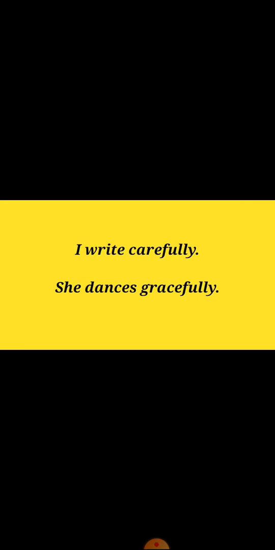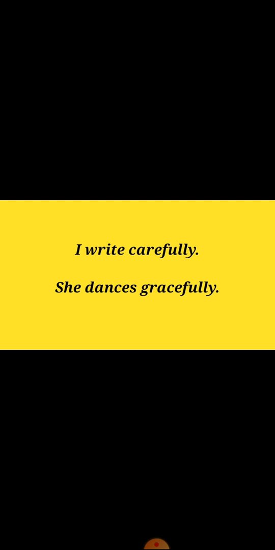Now that you know about adverbs, pick out the adverb from the given sentences. I write carefully. She dances gracefully. In the given sentences, write and dance are the action words, that is, they are verbs. And the words carefully and gracefully are describing the verbs. Therefore, you will say that carefully and gracefully are adverbs here, right?